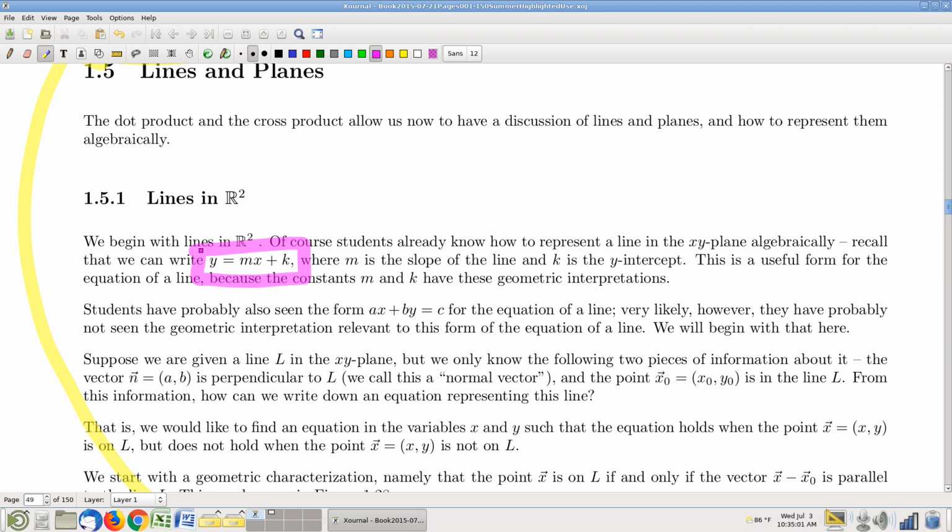This was my favorite formula when I was in middle school. Favorite formula for a line, right? Because m meant something: m is the slope. It's geometrically meaningful. K meant something: k is the y-intercept. It's geometrically meaningful. I can deduce something about the line just by looking at the equation. Then they also showed me this equation: ax plus by equals c.